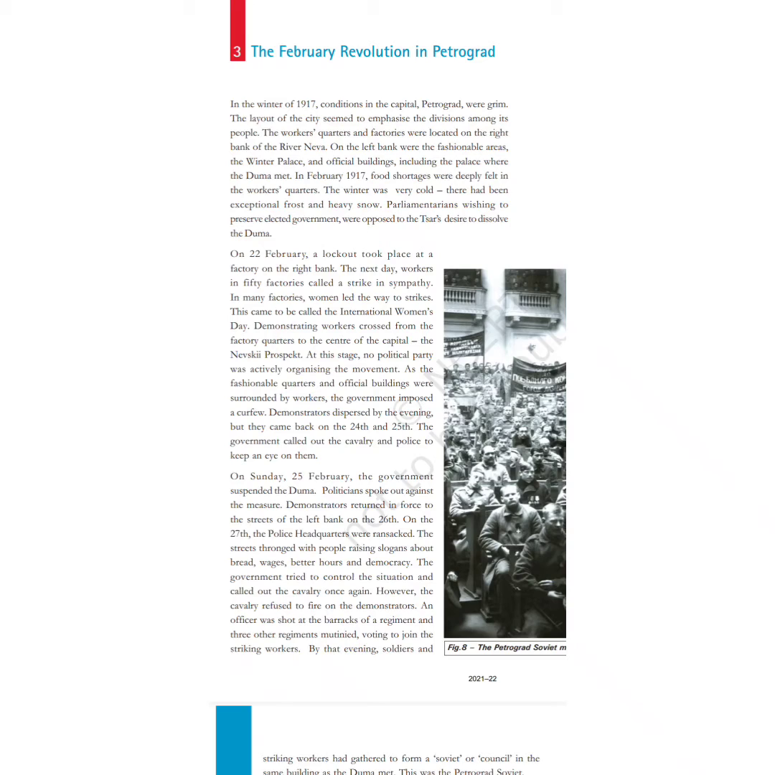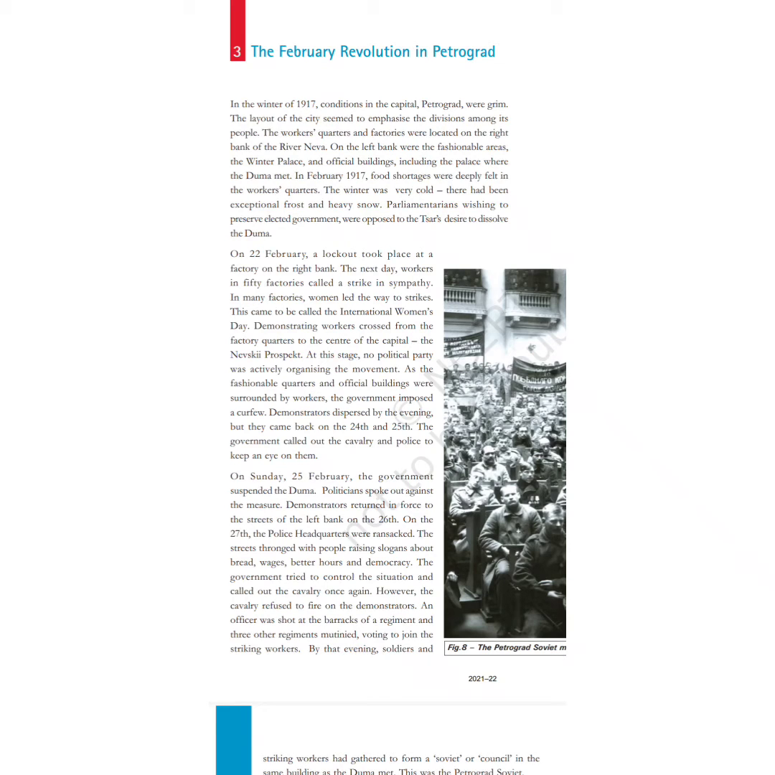Now, class, so many people joined this demonstration. The fashionable quarters and the palace were surrounded by lots and lots of people, men and women both. So the government, in order to secure themselves, imposed a curfew, that no one should be there and all those who were protesting should go back. By the evening, all the demonstrators dispersed. But they came back on 24th February and 25th February. For that, the government called out the cavalry and police to keep an eye on them.